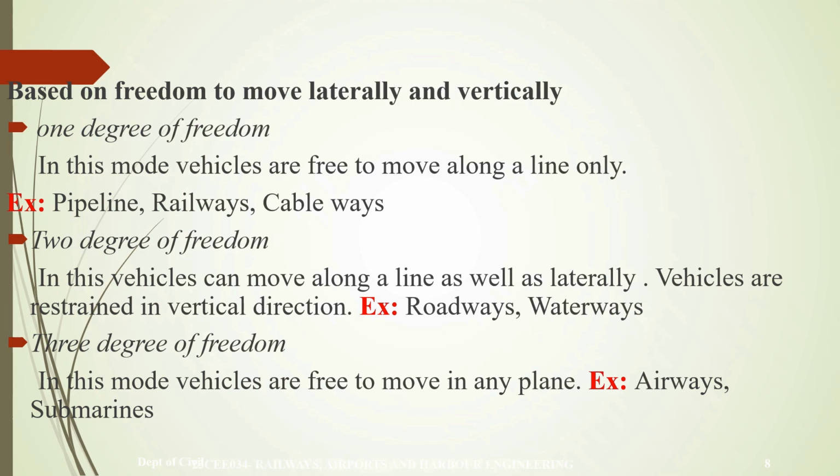And then 2 degrees of freedom. In this classification, the vehicles can move along a line as well as laterally, but they are restrained in the vertical direction. The examples are roadways and waterways. The next is 3 degrees of freedom. In this mode, the vehicles are free to move in any plane like the X, Y, Z planes. Examples are airways and submarines.